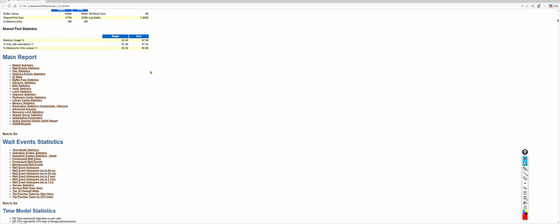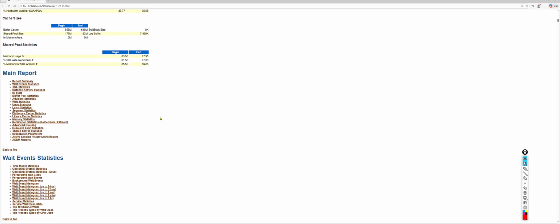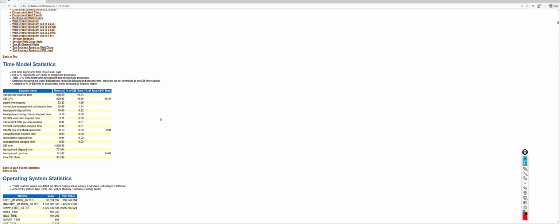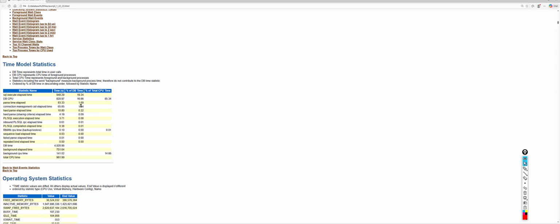Shared pool statistics. So this is specifically related to parsing. This section will help you understand whether the parsing is happening efficiently, or whether there is a lot of hard parse or not. Okay, next comes the time model statistics. So this is also kind of profiling. Okay, so what the actual issue type was, you can understand from this.